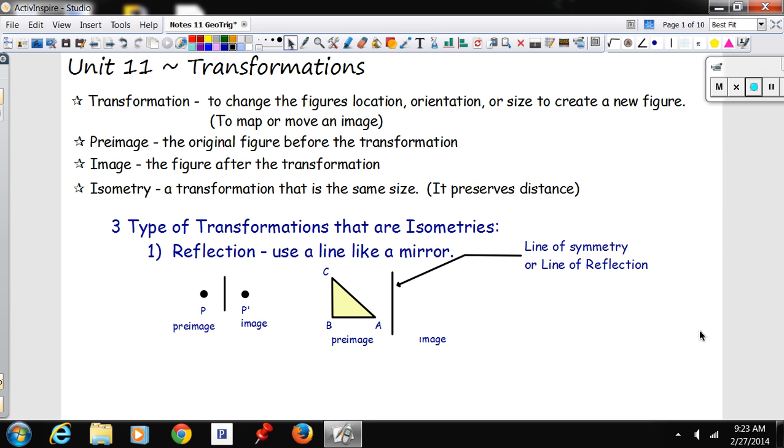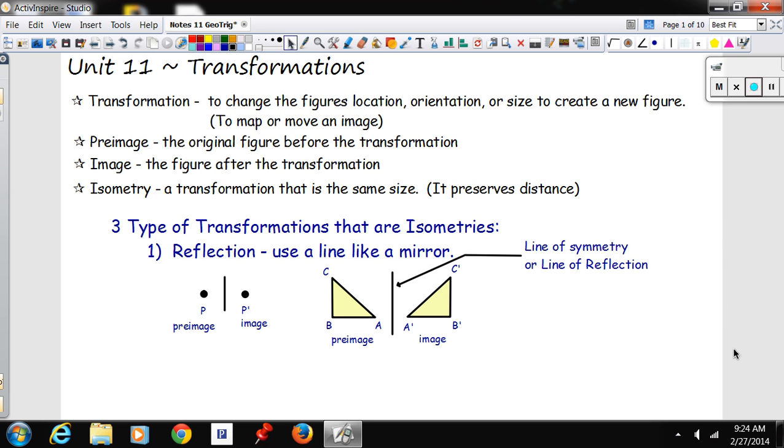So what point do you think on the other side is going to be closest to the line of reflection? A is. Because when I fold it here, this A is going to land on A prime, and B is going to land on B prime, and C is going to land on C prime. So that's going to look like this. So just draw in a triangle that you would see as a reflection.